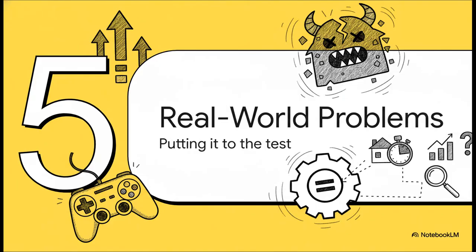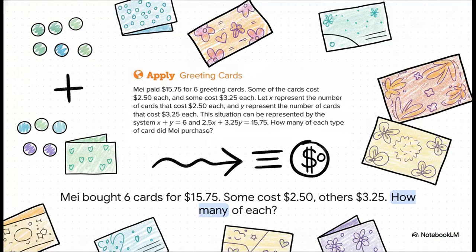So we've learned the basic moves, we've tackled the tougher problems, and we've even conquered the weird special cases. Now it's time for the payoff. Let's see how this superpower actually works in the real world. All right, check out this classic word problem. May goes to a store and buys 6 greeting cards, and her total is $15.75. Now, some of the cards cost $2.50 each, and the fancier ones cost $3.25. The question is, how many of each kind did she buy?